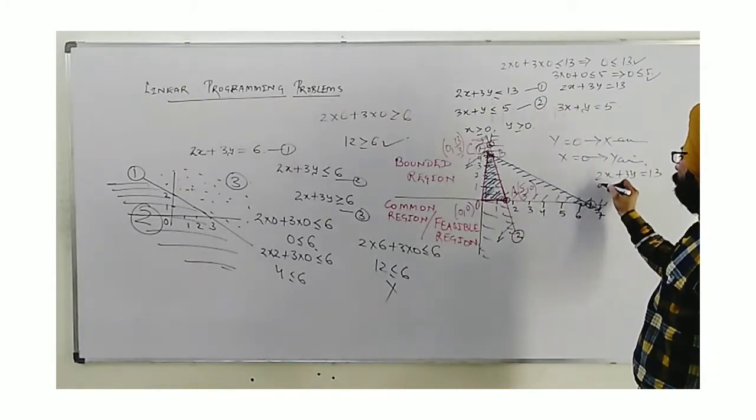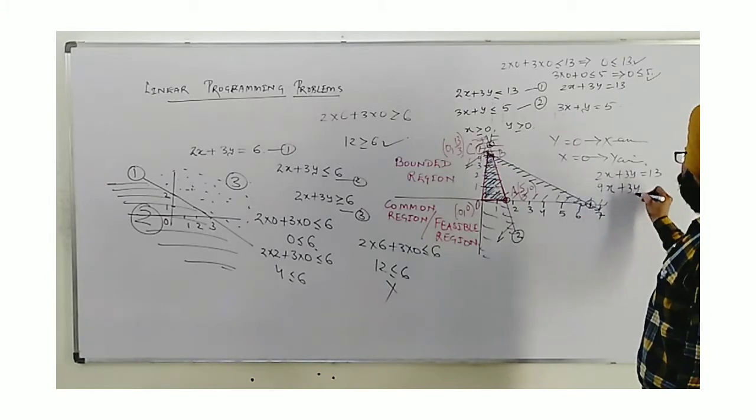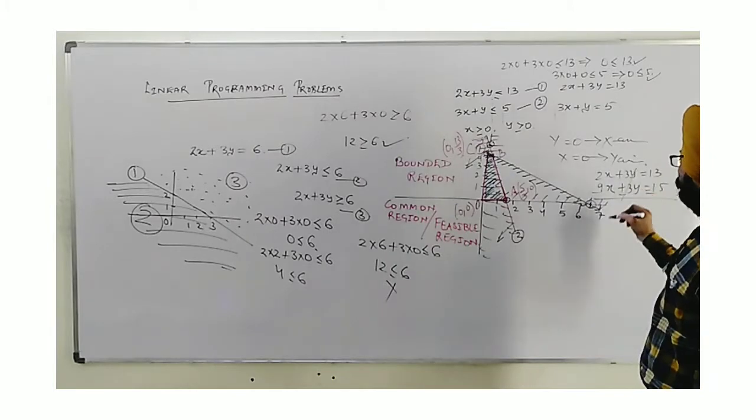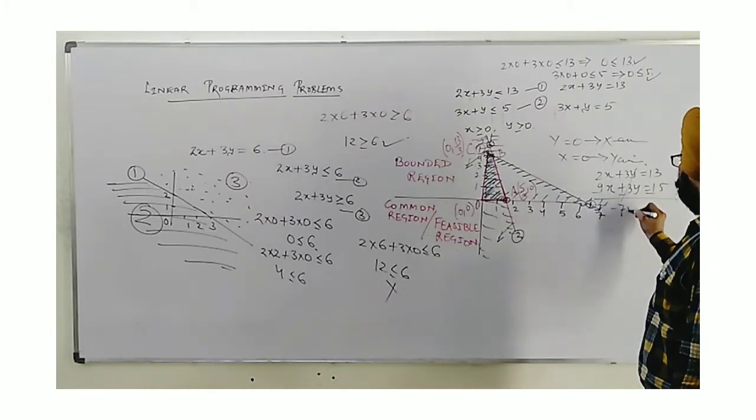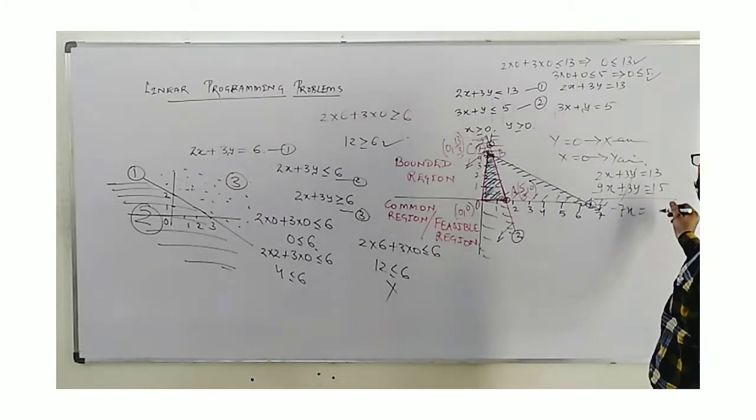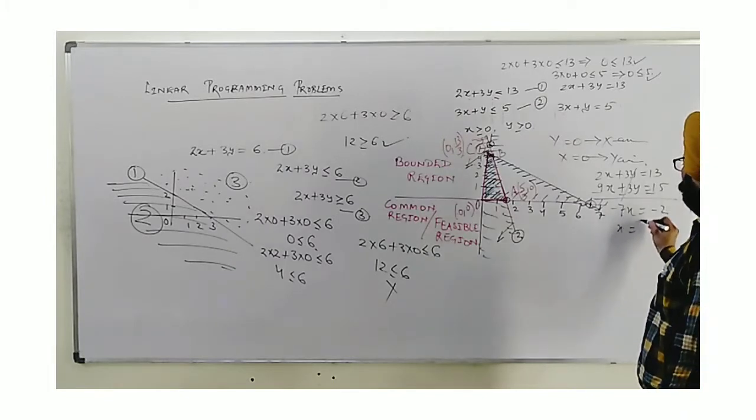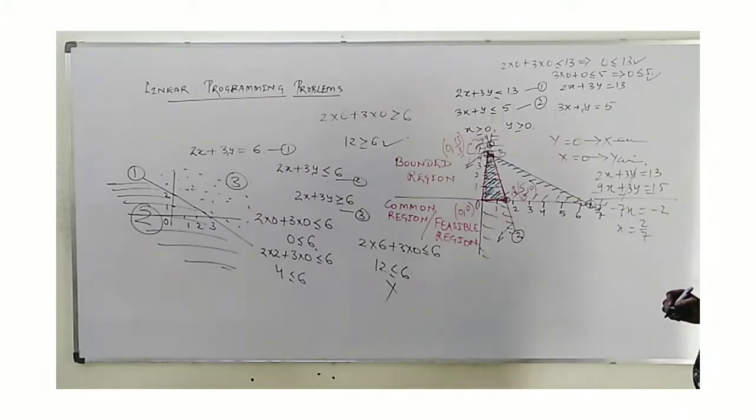Multiplying by 3, we get 3 3s are 9x plus 3y, then 15, and subtracting simply, we can do 2 minus 9 minus 7, 13 minus 15, it is minus 2, so x comes 2 upon 7. Now we need to find y. Any of the equations can be used here.